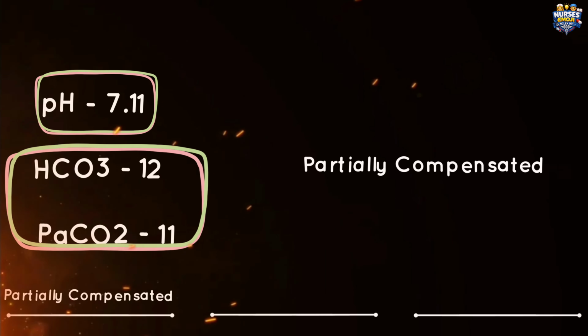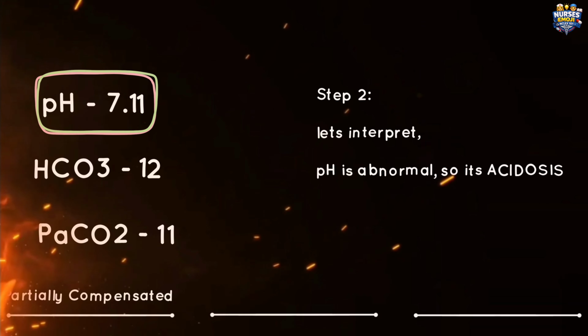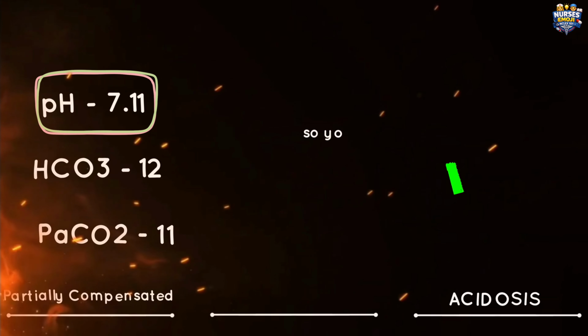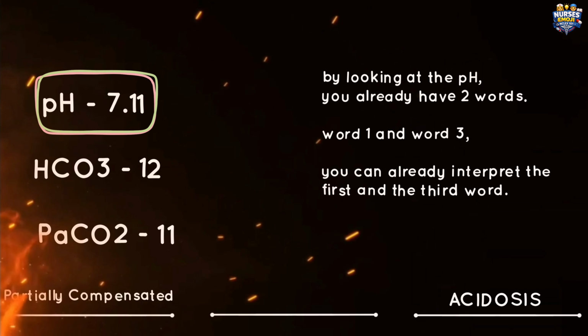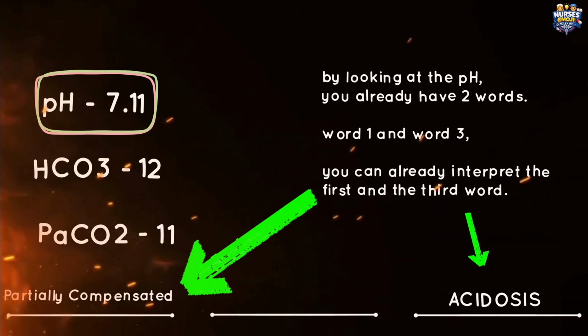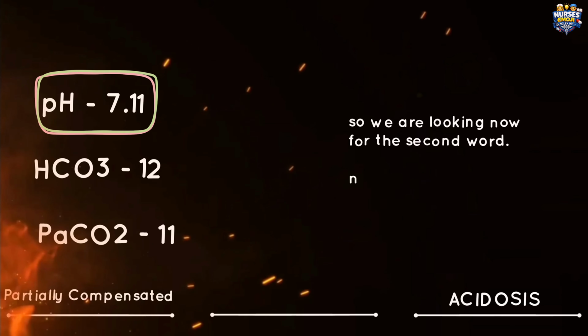Partially compensated. Step 2. Let's interpret. pH is abnormal, so it's acidosis. So you already have the third word. By looking at the pH, you already have two words: word 1 and word 3. So we are now looking for the second word.